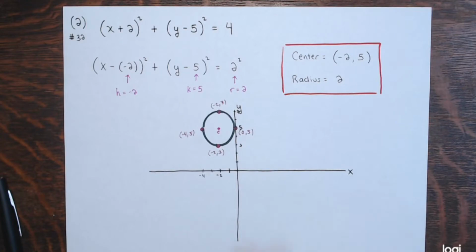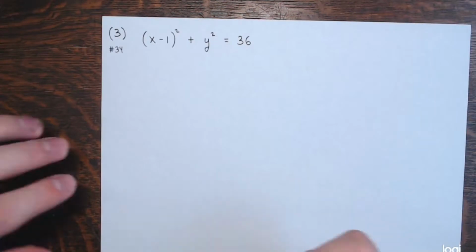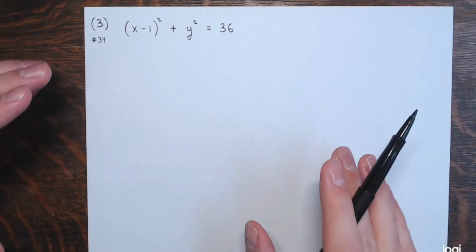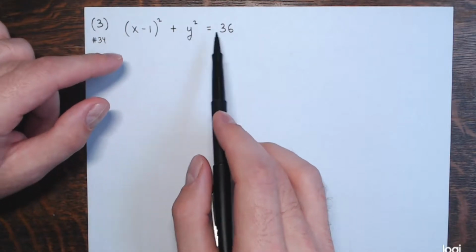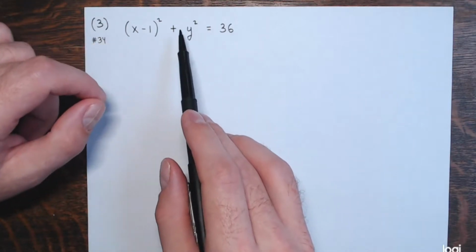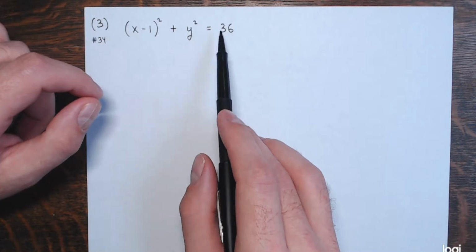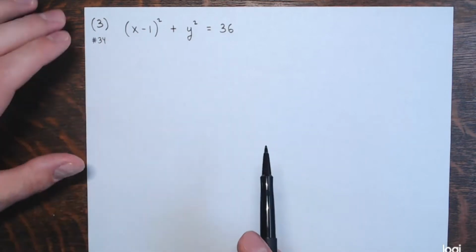Alright, next question. Alright, yet another equation that's already in standard form. I've got a square plus a square equals a number. A square with x plus a square with y equal to a number. So this is already in standard form.